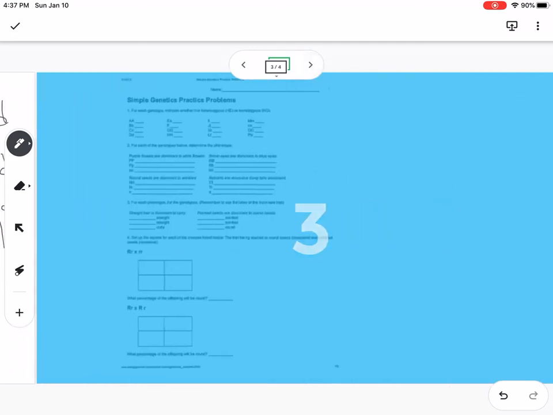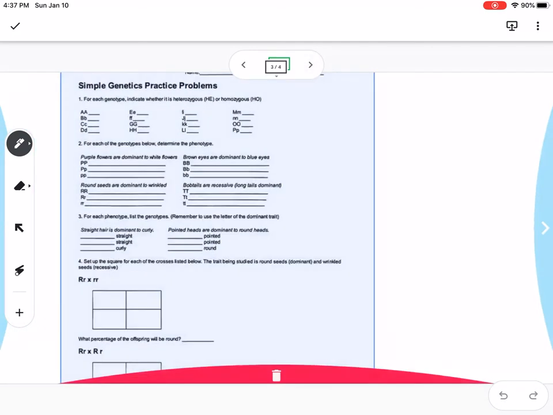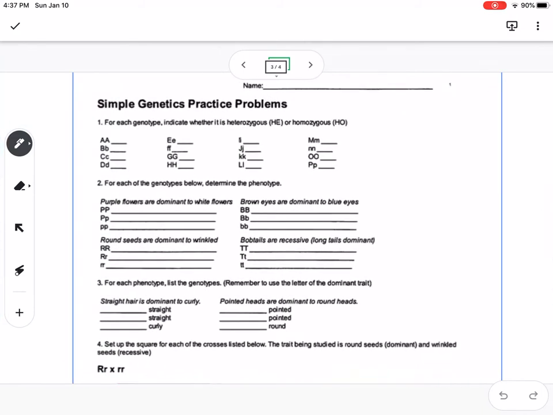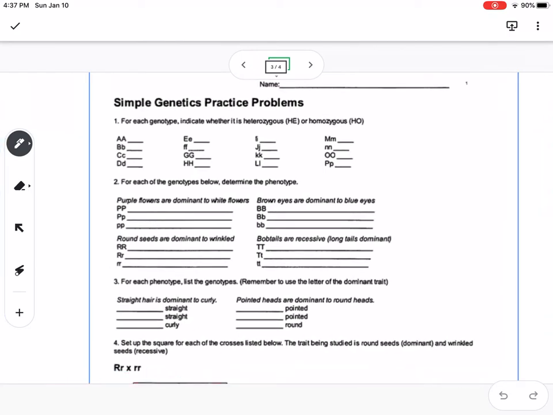Let's practice a little bit more. This is going to be your homework, so you can use the information I'm giving you right now to help you complete it. The first part just says, label whether it's homozygous or heterozygous.